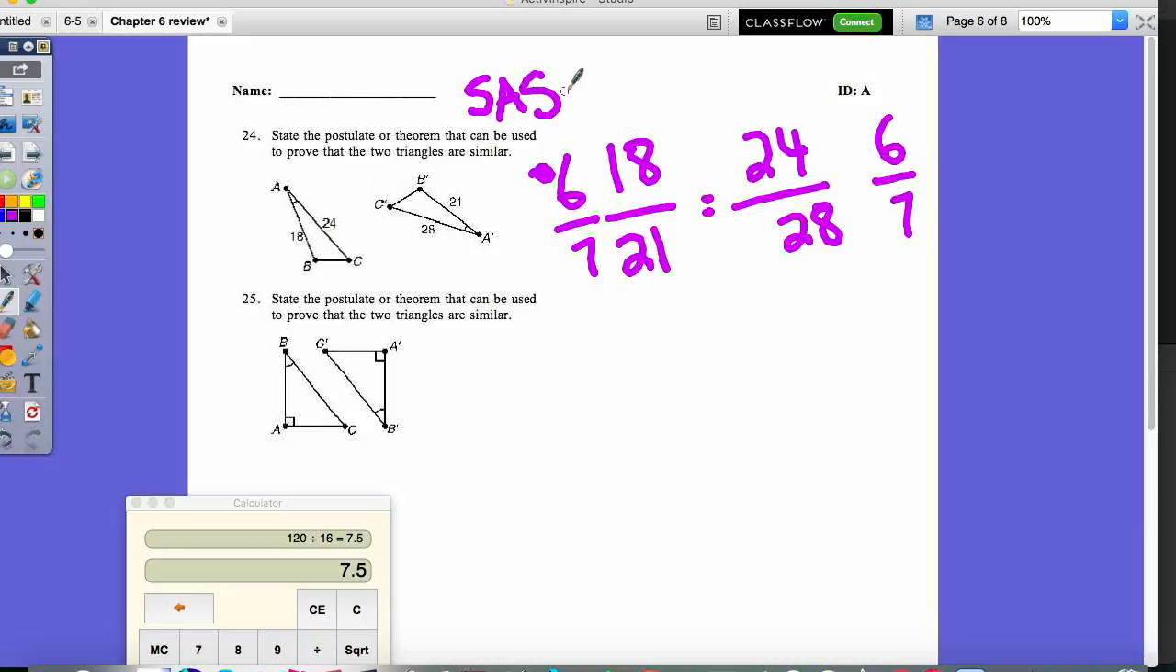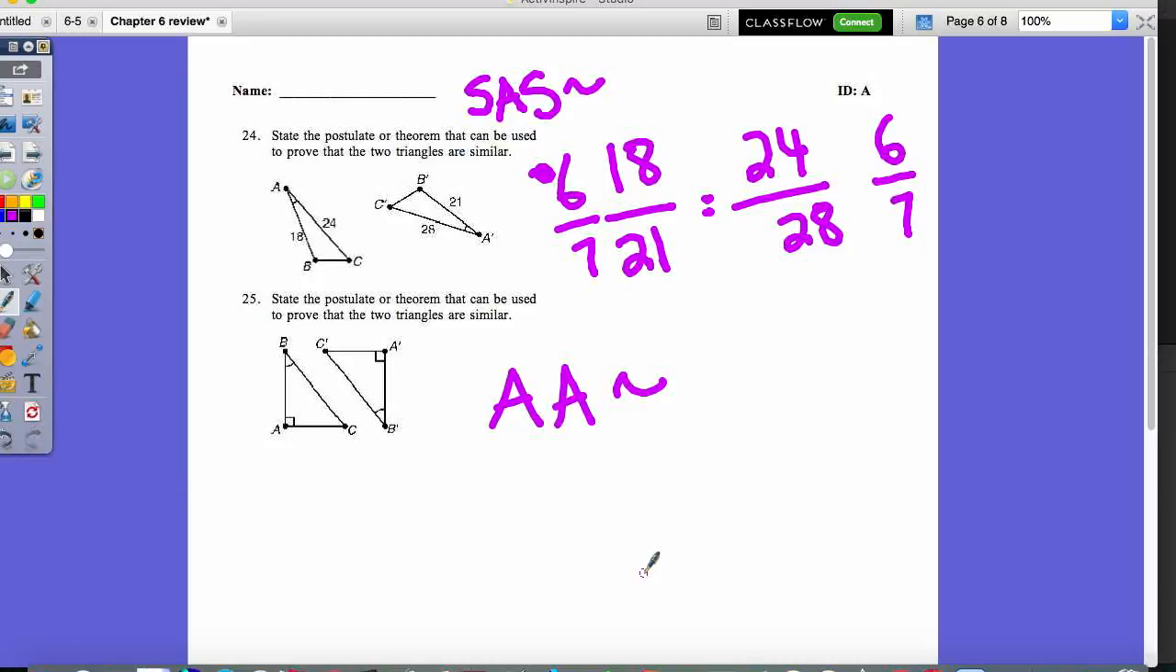It's by side angle side similarity because you have one set of congruent angles and two sets of corresponding side ratios that are proportional. State the postulate or theorem that can be used to prove the two triangles are similar. You have two sets of corresponding angles that are congruent, so it's angle, angle similarity. I hope this has helped you, and now you feel ready for the Chapter 6 test.